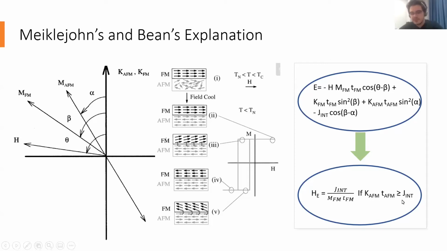But if this condition does not exist, our antiferromagnetic layer starts to turn with the ferromagnetic layer, so it just adds a paramagnetic behavior to our material. It cannot stabilize our bilayer system.